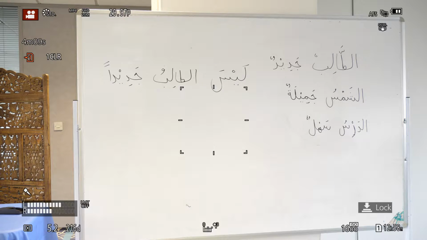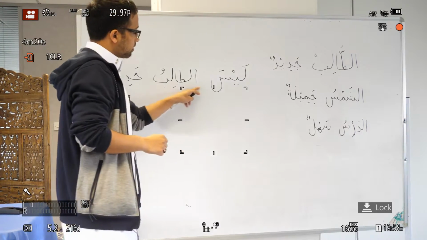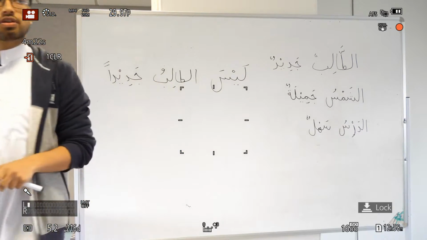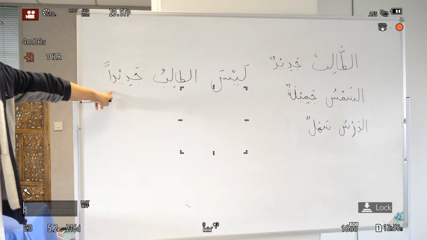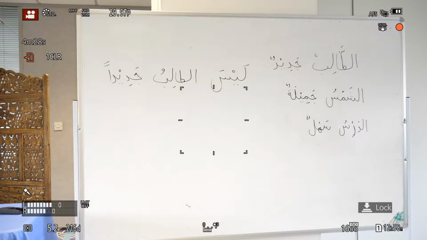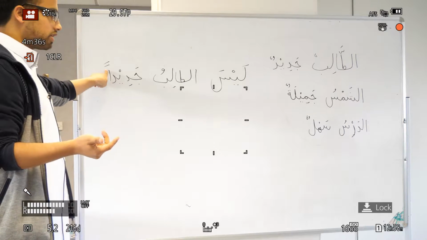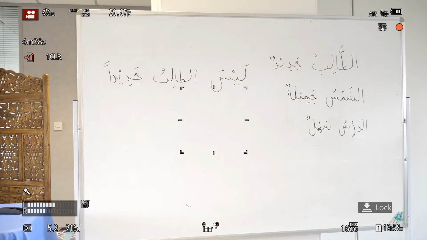Okay. So now at-talibu jadidun meant the student is new. Laysa at-talibu jadidan means what? The student is not new. Okay. So now what do we call this part here? Ismu laysa, and we call this part here khabru laysa. Okay. So the ismu laysa has to be what status? Rafa. And khabru laysa has to be nasb.